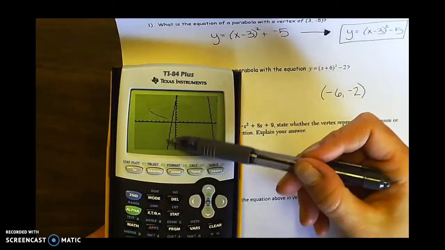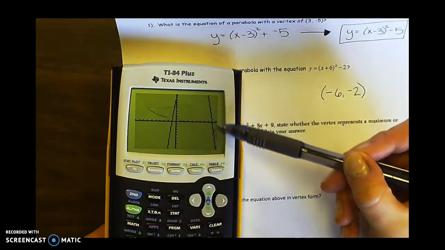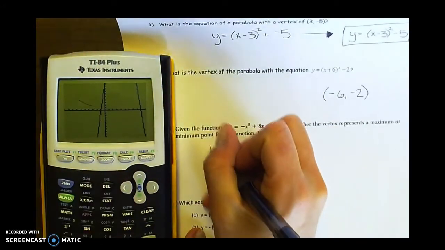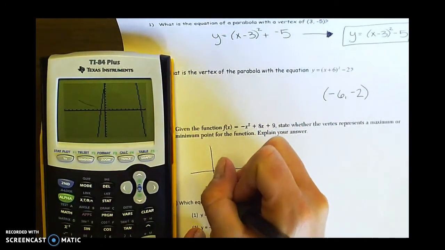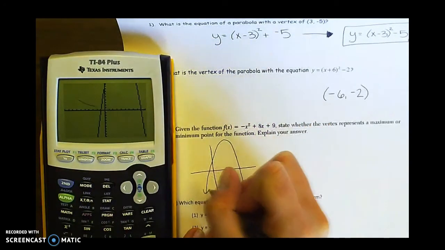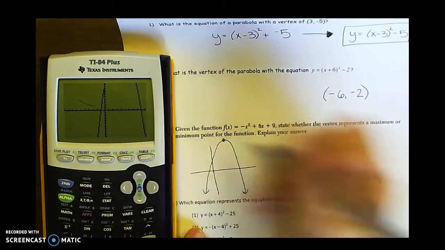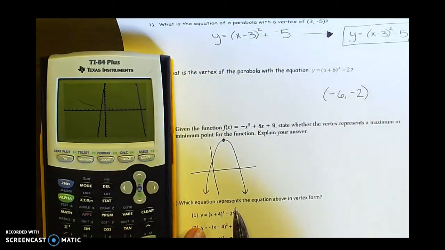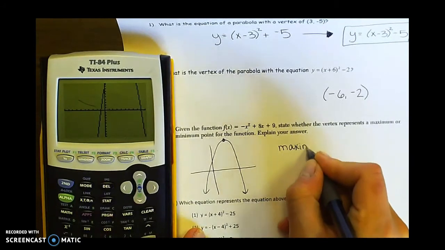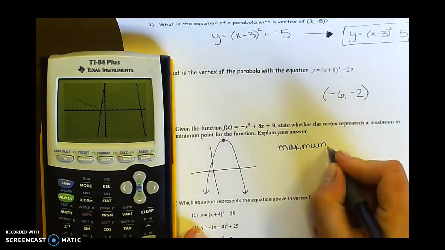I see my function's going all the way up and all the way down. So I can't even see my top point. But I know that it's going to go all the way up and then all the way down. So this is going to be the shape of my parabola. So is the vertex going to be a maximum or a minimum? In this case, it's going to be a maximum. Now we have to explain our answer.